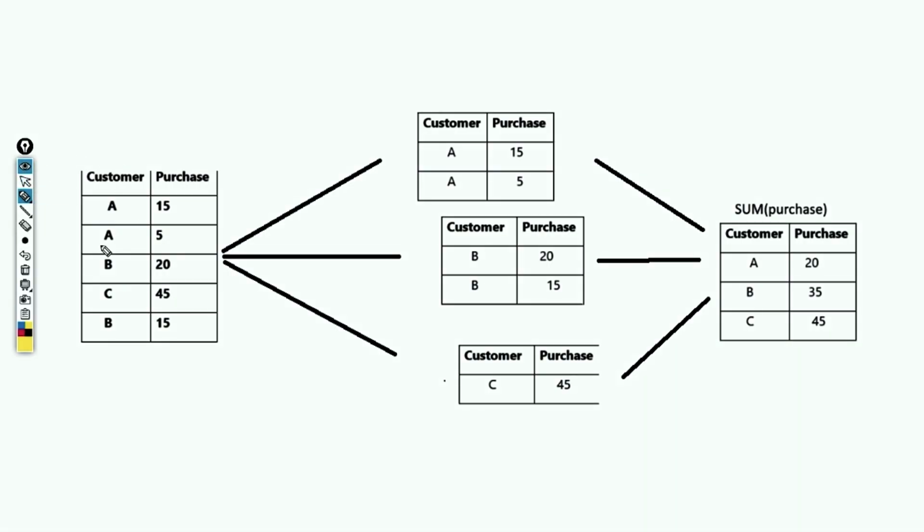Now let us understand this with an example. In this example, customer A has purchased something from the shop twice. Customer B has also purchased something from the shop twice, and customer C has purchased something from the shop once. Now we want to know how much total amount each customer has spent in the shop. To solve this query, the group by statement is used.